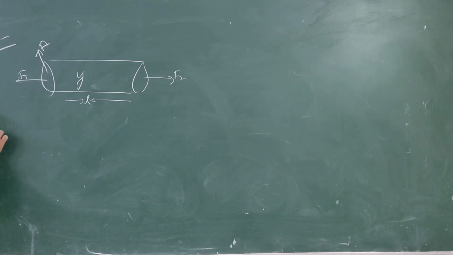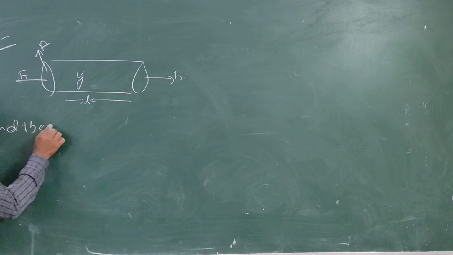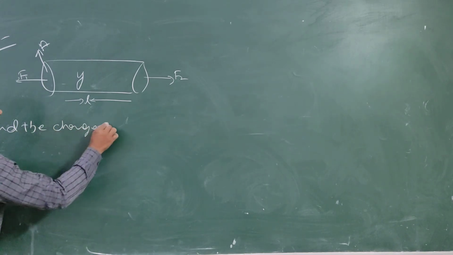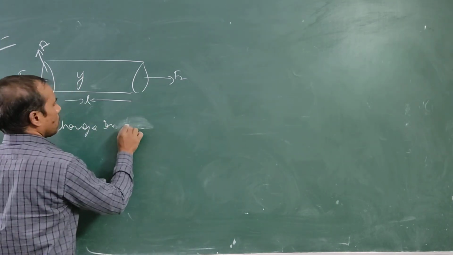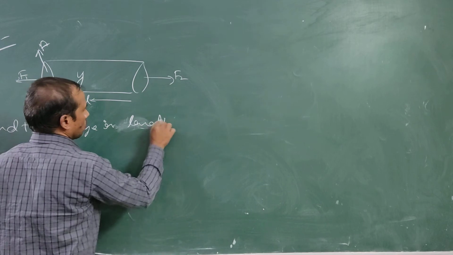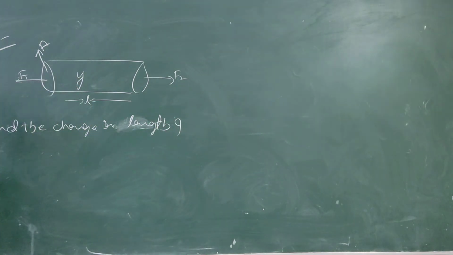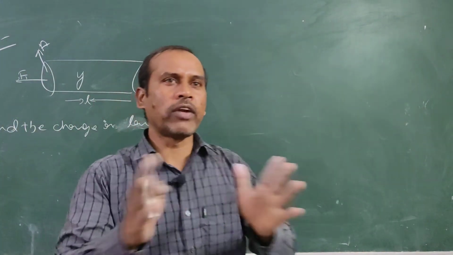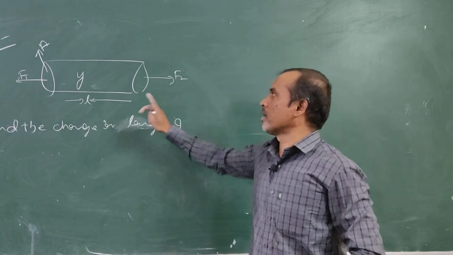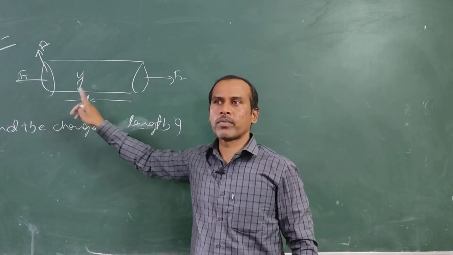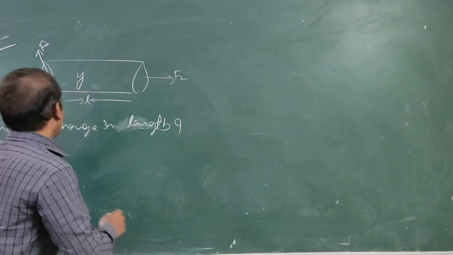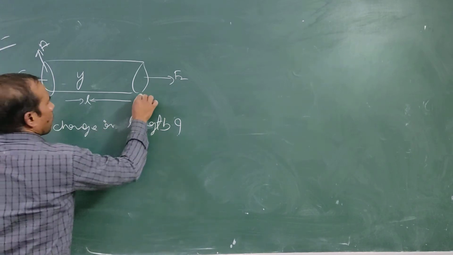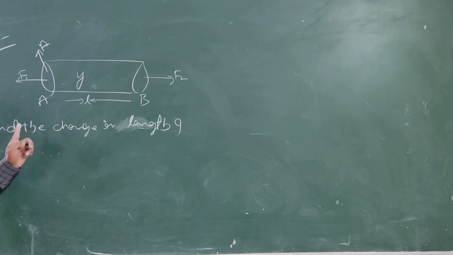Find the change in length. Given that, how many forces are acting here? Two different forces. These forces act on the two ends of the given rod, one end A and another end B.